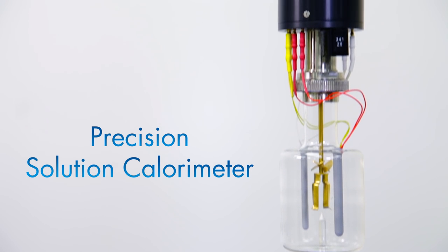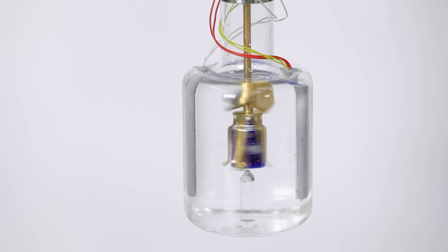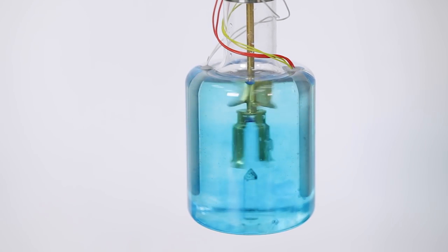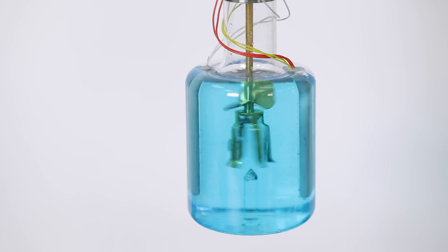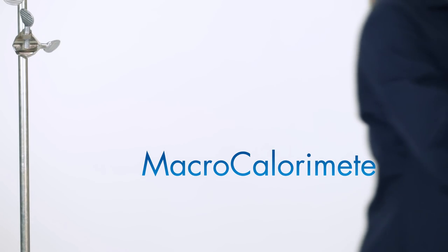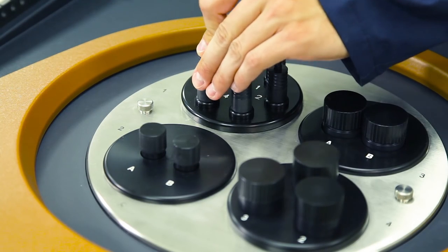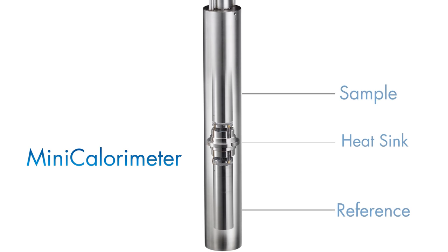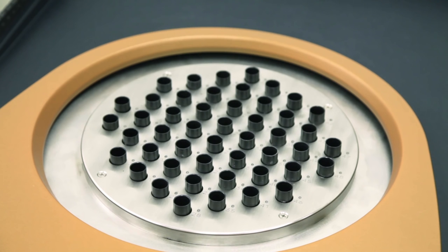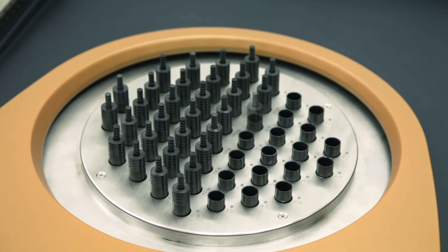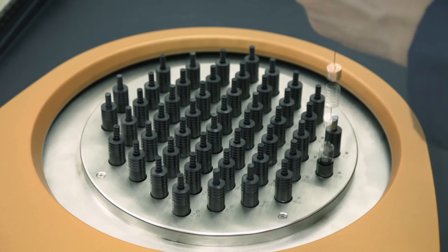The precision solution calorimeter, able to measure temperature changes during dilution, commonly used to calculate amorphous content of pharmaceuticals down to levels below 1%. The macro calorimeter, for large samples, including battery testing, and even the mini calorimeter, specially designed with a vertical array with central thermal electric elements and heat sink, allowing multiple small sample testing without quality loss in data. When configured in the TAM 48, this will allow for 48 separate experiments to be performed simultaneously.